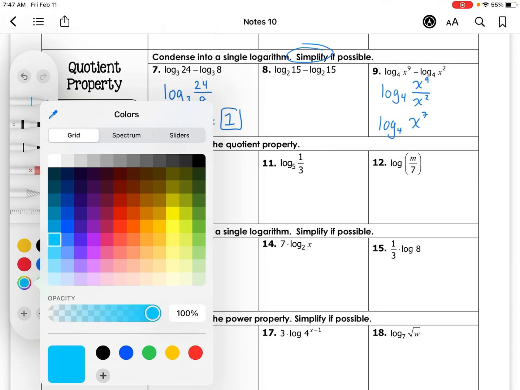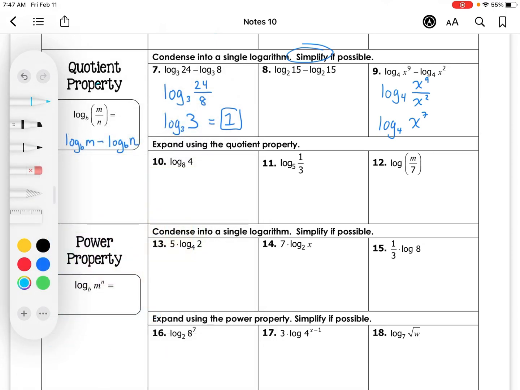Now going in the opposite direction, we're going to expand using the quotient property. Let's do number 11. So we're going to write this into multiple logs. Numerator comes first, minus log base 5 of the denominator. Now I'm just checking to see if anything can simplify here. 5 raised to what power gives you 1? 5 raised to the 0 power gives you 1, so that's 0 right there.